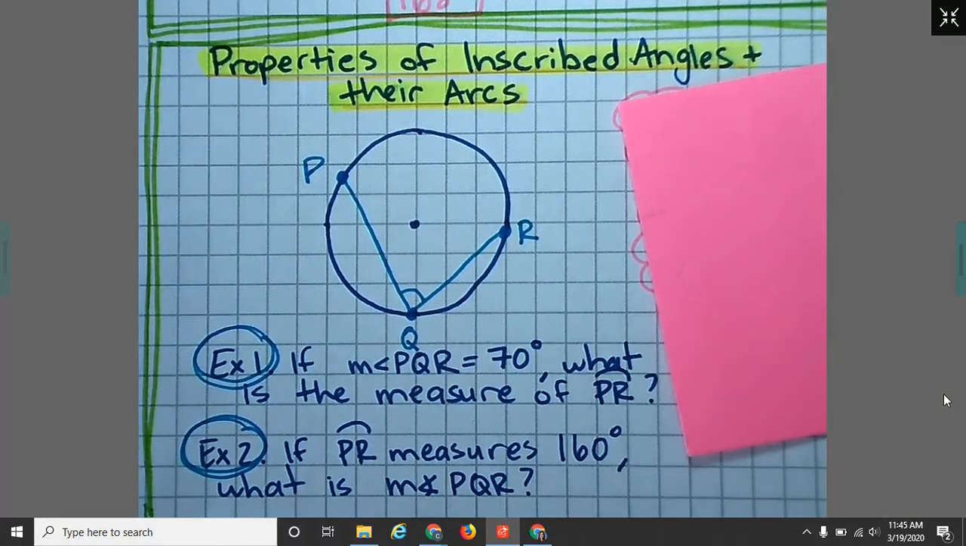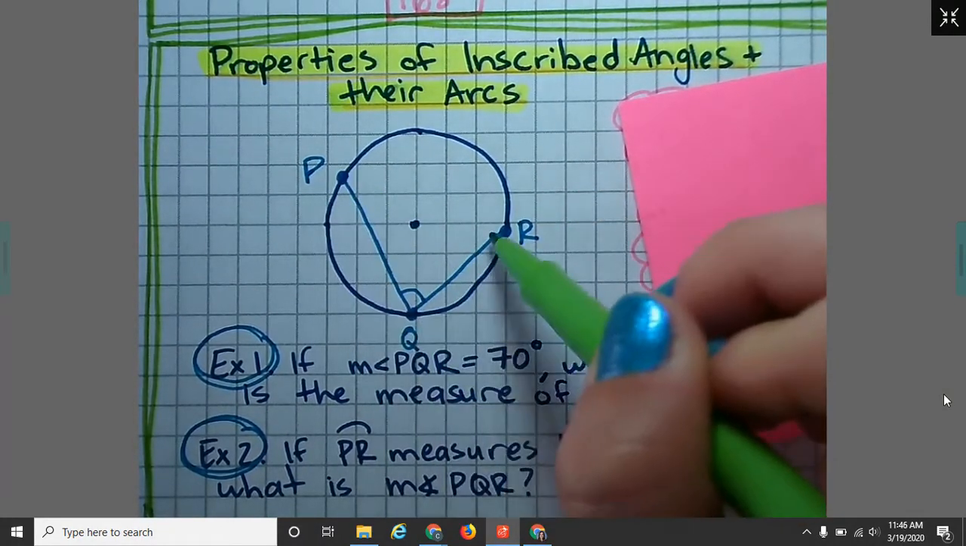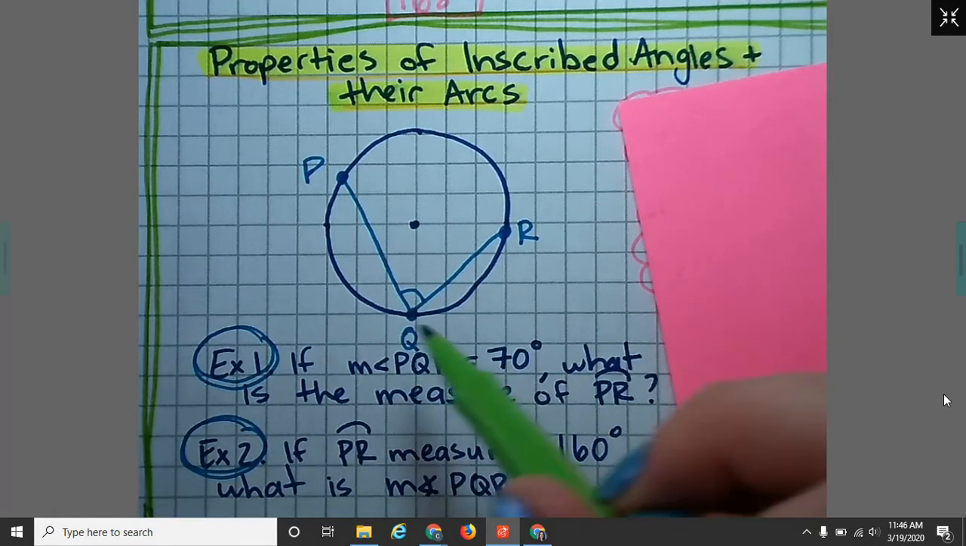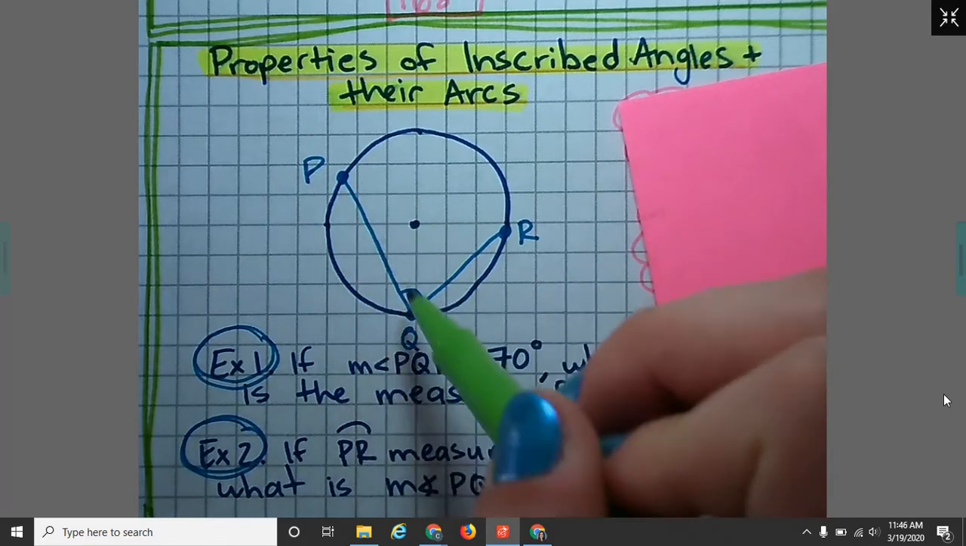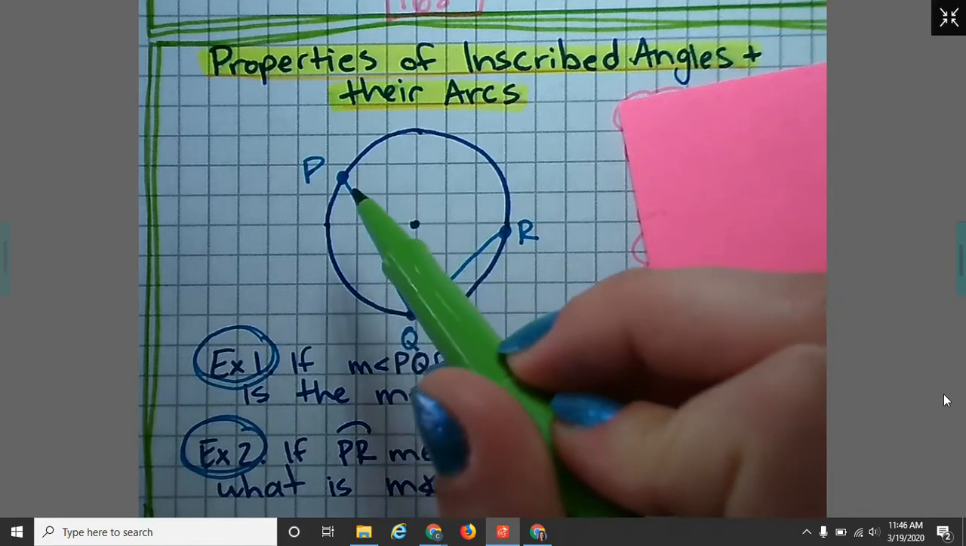Again, an inscribed angle is something that touches the circle 3 times. So here it's touching the outside 3 times. So this is an inscribed angle here. If the measure of PQR is 70 degrees, what is the measure of arc PR?